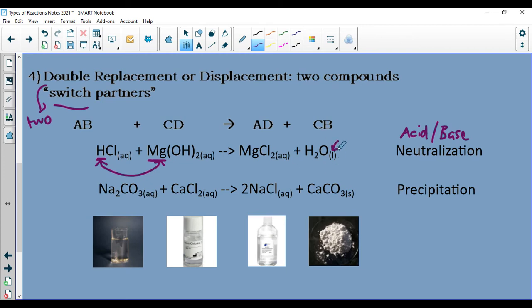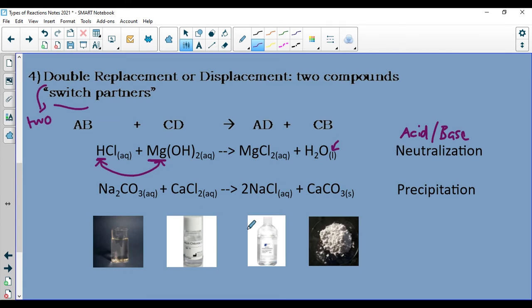So when we look for evidence of a chemical change here, we're looking for something to exist differently than it did before. And when substances are aqueous, that's existing differently because they're in their separate ion forms. Whereas when it's in the liquid form, it's a covalently bonded molecule that's stuck together. So when you form water that's in the liquid state, that's considered a neutralization reaction.